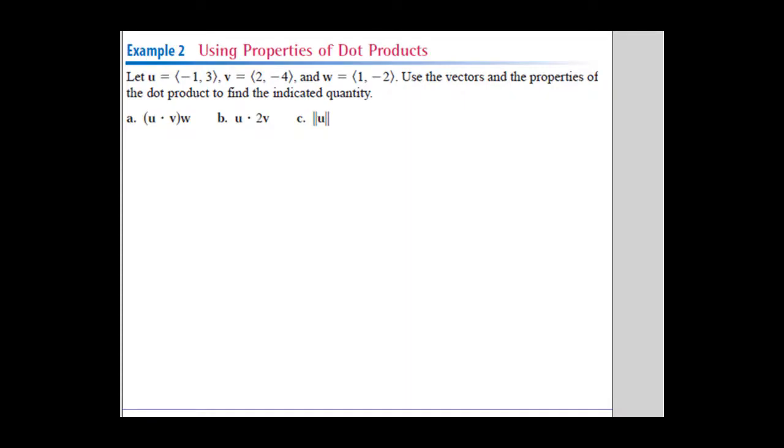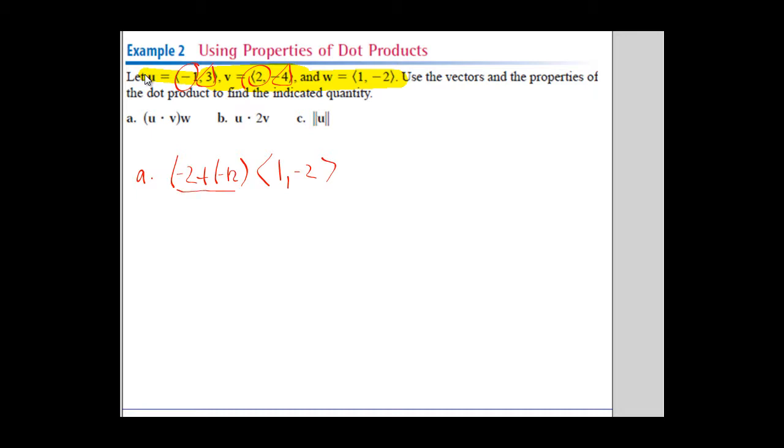All right, in example 2, we're given that u is the vector -1, 3 in component form, v is 2, -4, and w is 1, -2. So we're using the properties of the dot product to find the indicated quantity. So in A, I've got u dot v. If we dot those together, we've got -2 plus, multiply the vertical components together, -12. And vector w is 1, -2. Remember, when we take the dot product, we're getting a number.